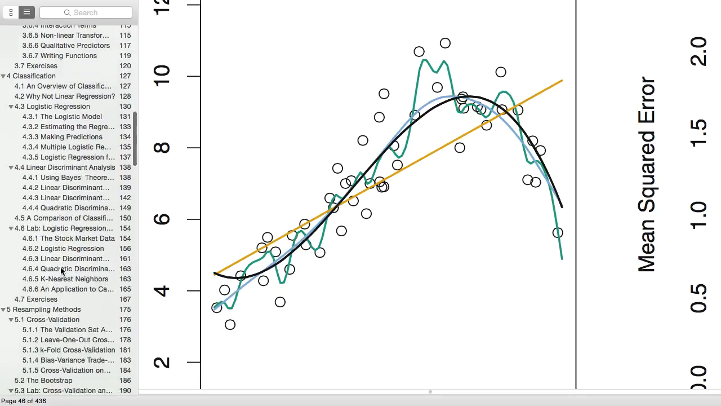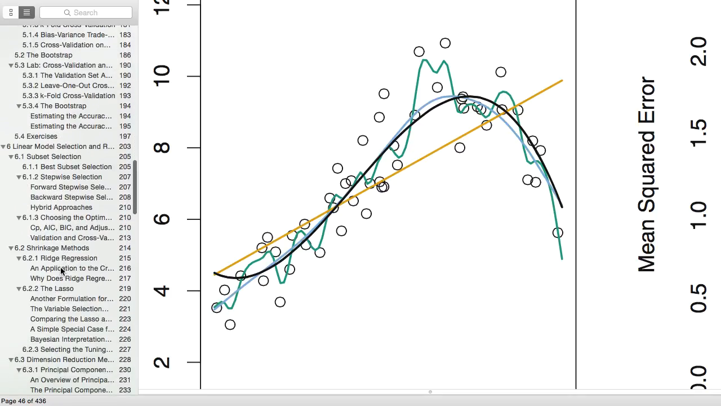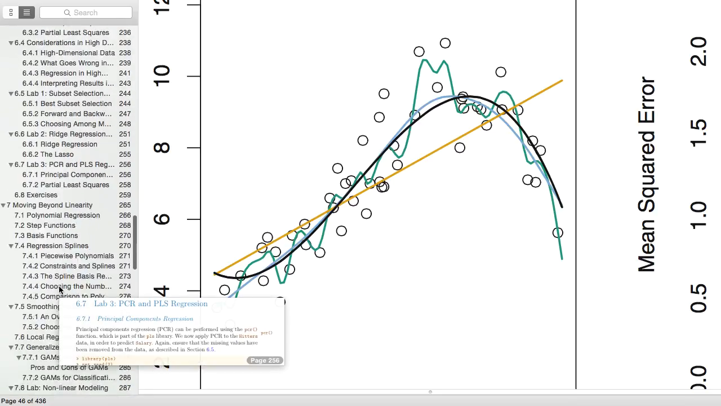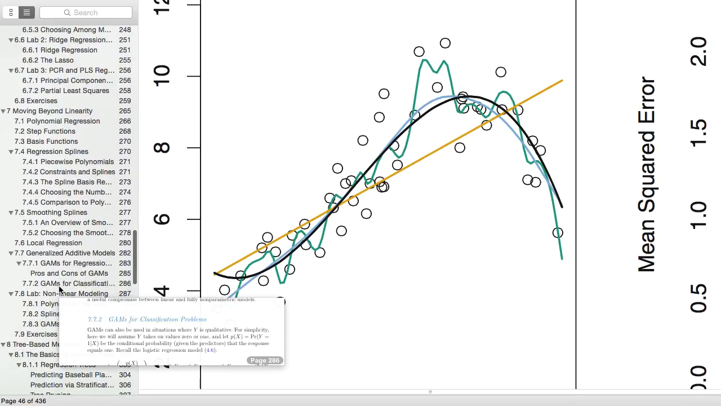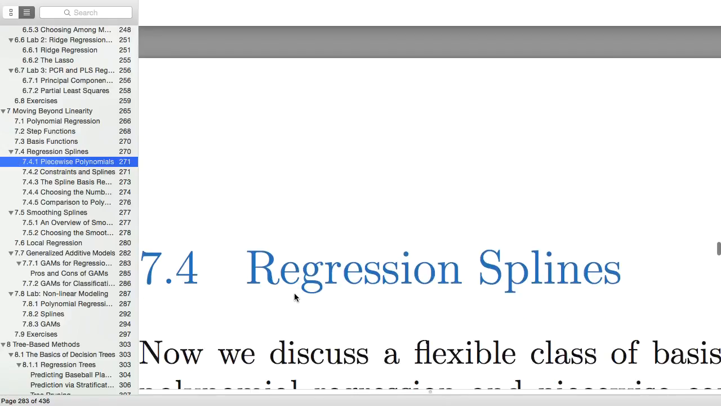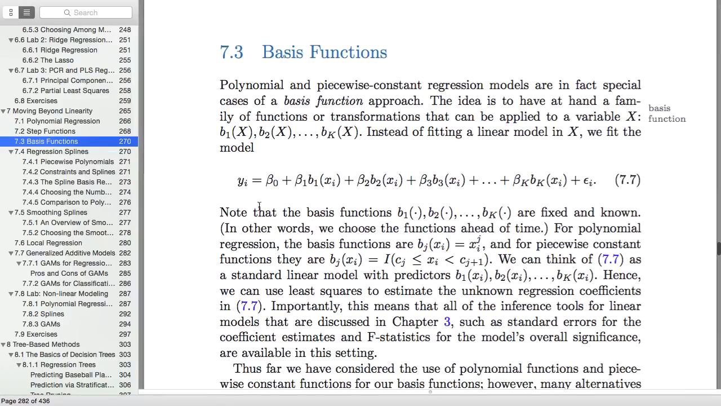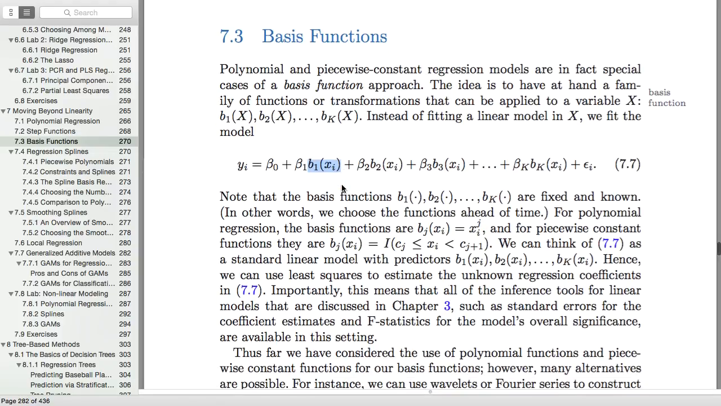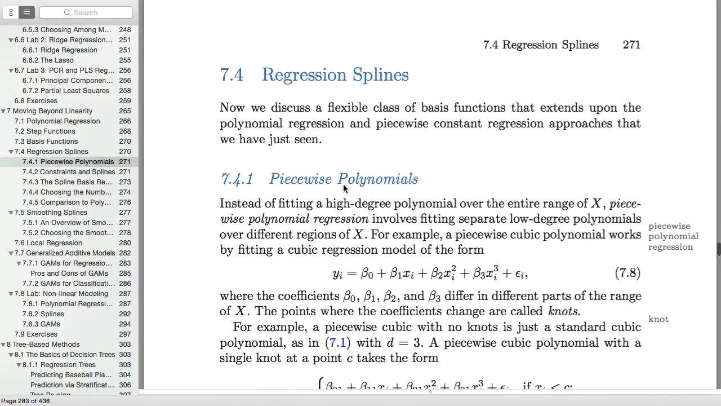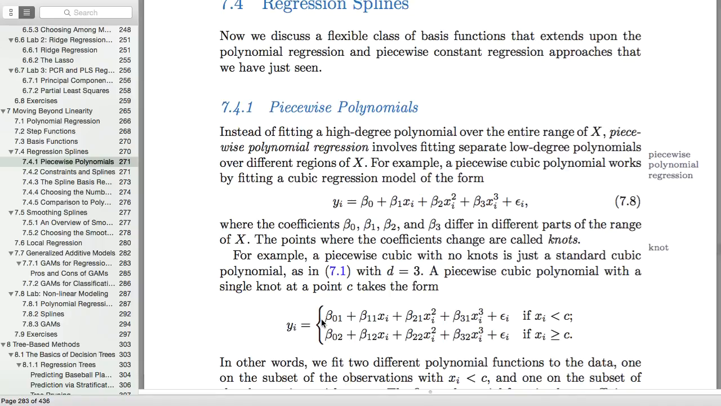So let me go back to section 7 point, whatever it is. Regression splines. So the first method that we're going to look at is going to be regression splines. And this is another example of basis functions. So we looked at basis functions in the previous two sections, and the idea was we plugged some function into here. And we're going to do that here. The difference with regression splines is we're going to mix up a little bit of the step function idea into it.